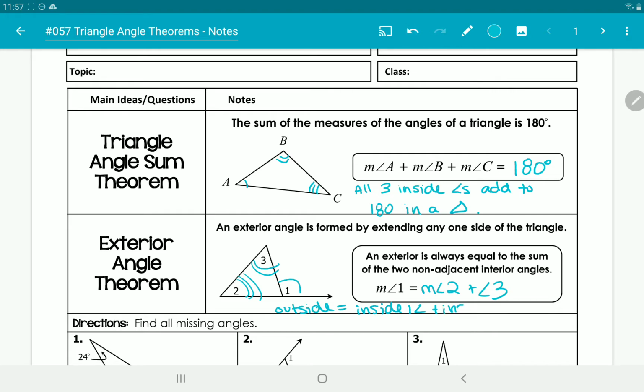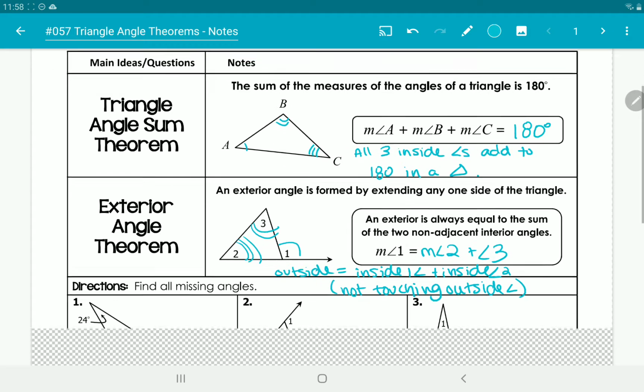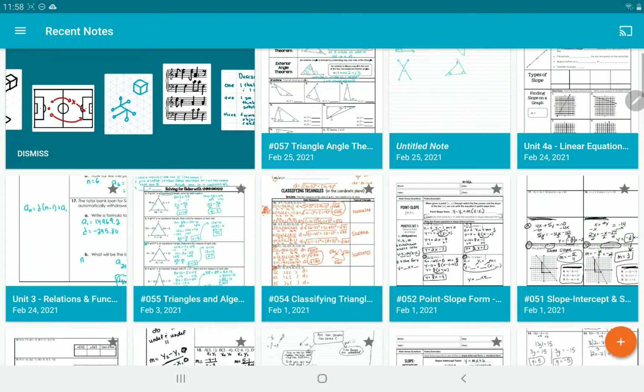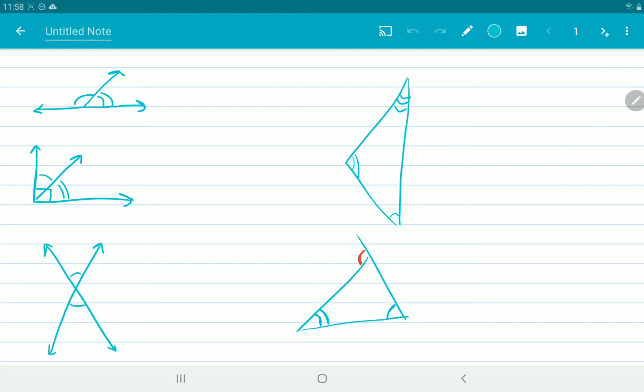So both inside angles that are non-adjacent, so they are not touching the outside angle. Okay, so the outside angle is going to be equal to the other two angles inside that don't touch it added together. So I'm actually going to go back over here. I've got this drawn. Okay, so we have all of these different ways that we know measure of angles.